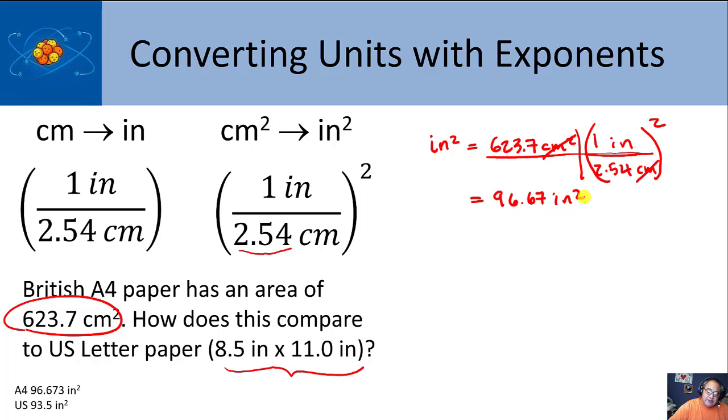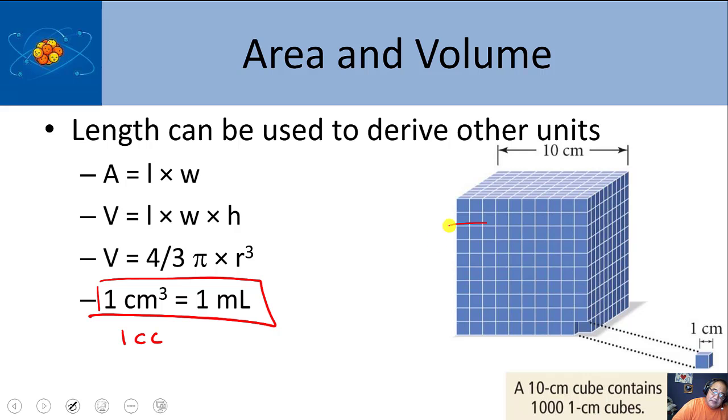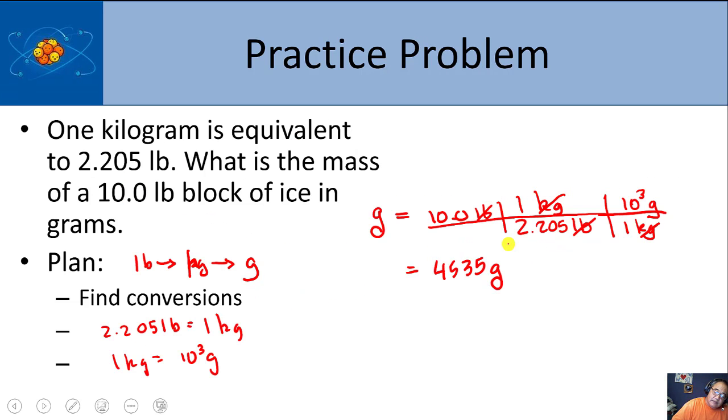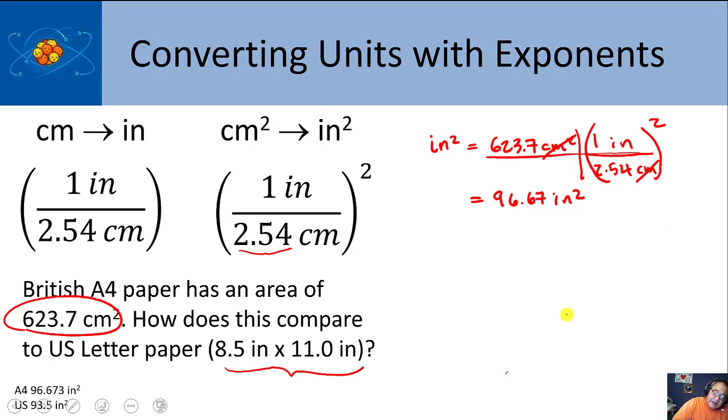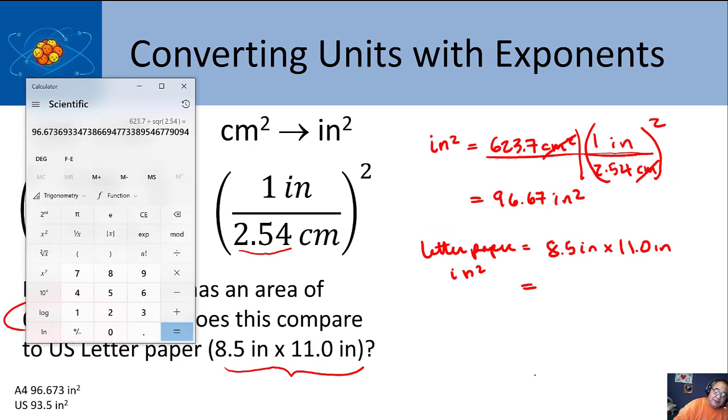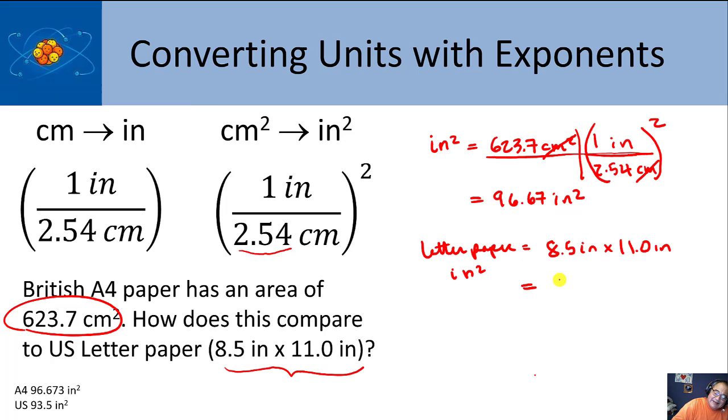So how big is a standard piece of U.S. letter paper? All right, letter paper in inches squared would be 8.5 inches times 11.0 inches. And again, back to my favorite calculator. 8.5 times 11 is 93.5 inches squared like that, because when you're multiplying these together, you need to square them.